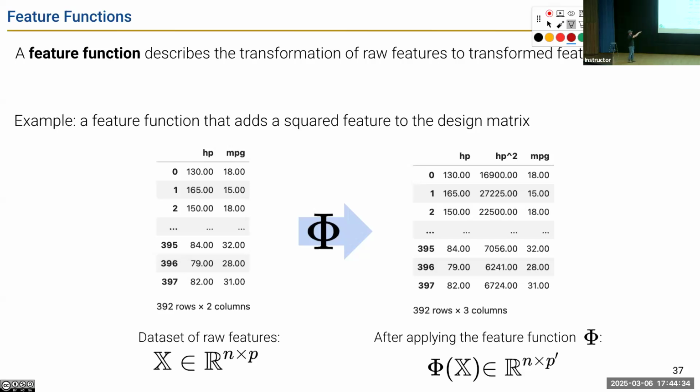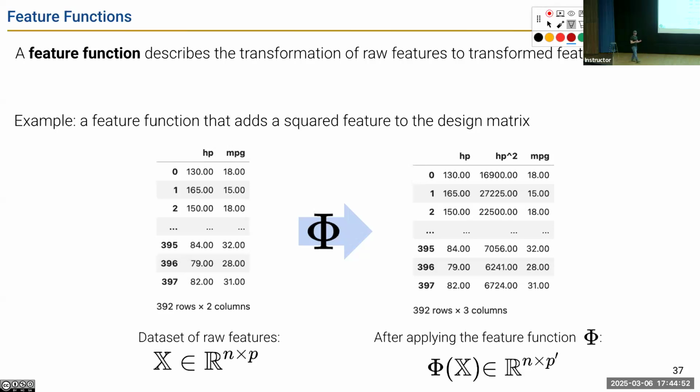It doesn't necessarily have to grow in size, but you just want to be comfortable with this idea of taking some existing design matrix, applying some feature function to it, and then getting back a matrix that maybe has a different dimension than what you started with. Same number of rows, same number of observations, but maybe a different number of columns.